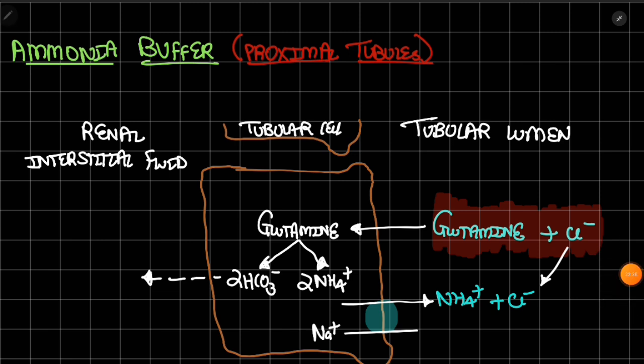Now in the ammonia buffer in the proximal tubules, glutamine breaks down to give 2 HCO3 minus and 2 NH4 plus. This NH4 plus is exchanged for Na plus, one NH4 plus for one Na plus. HCO3 minus is passively reabsorbed. Where does this glutamine come from? Glutamine comes from the tubular lumen. The Cl minus combines with NH4 plus and is excreted in urine.